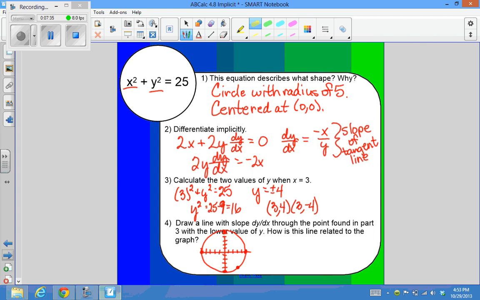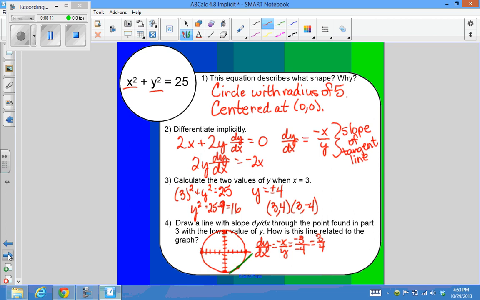Okay. Slope dy dx. All right, well, dy dx equals negative x over y. So that is going to be, in this case, negative 3 over my lower value of y, which was negative 4. So my slope is 3/4. So from that point, if I rise 3 and run 4 and draw a line, I have this really nice tangent line running right through that point.